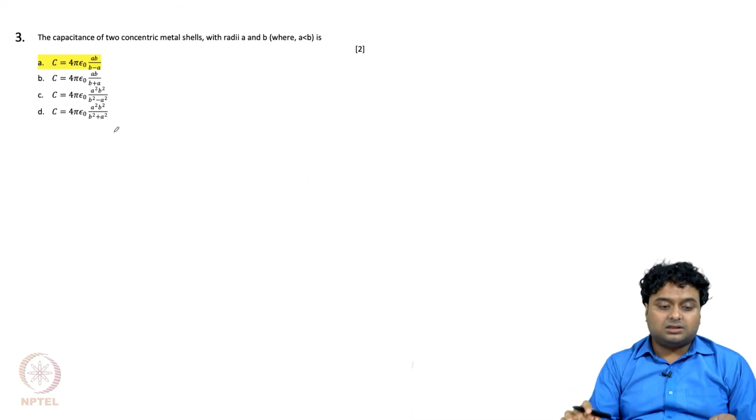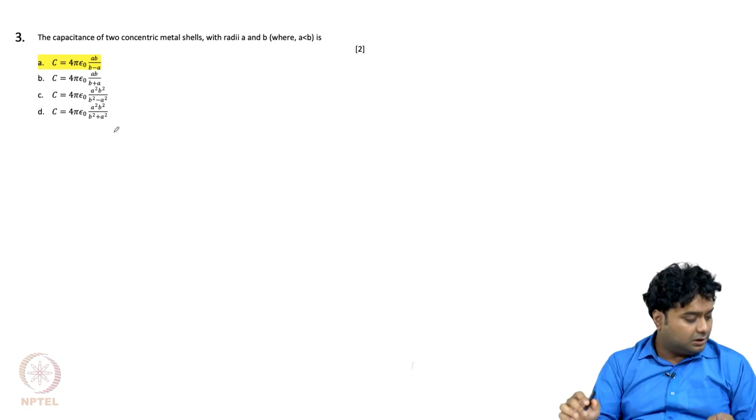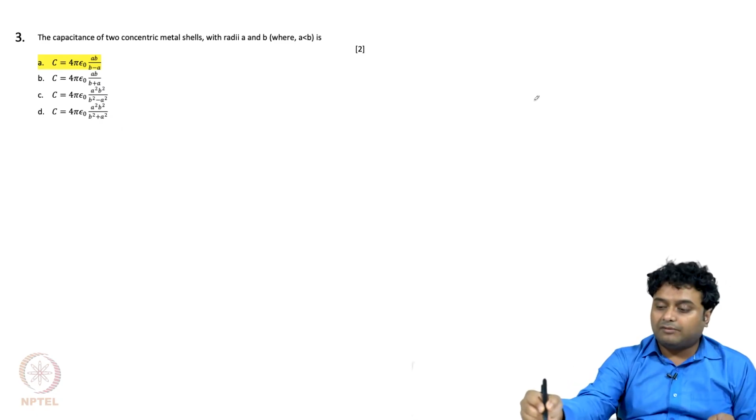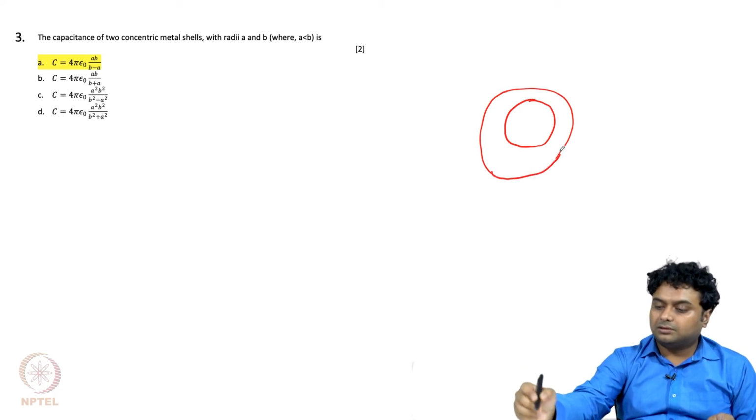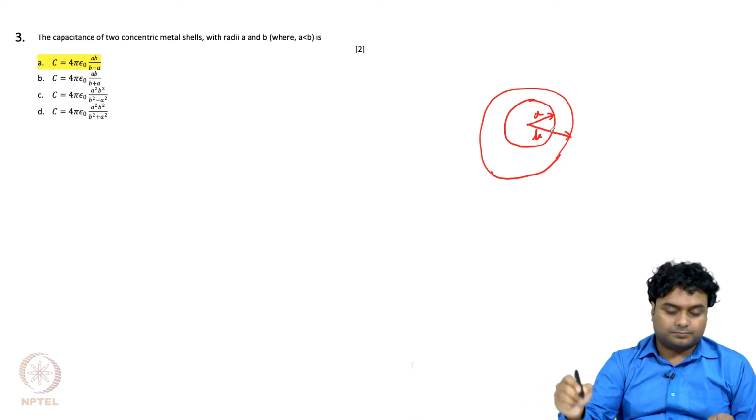Now the next question is about the capacitance of two concentric metal shells with radius a and b, where a is smaller than b. For that also we will use a similar integration equation. So we know that if we have two concentric spheres, these are the two concentric spheres, forgive me for my drawing, this is A, let us say, and this is B.